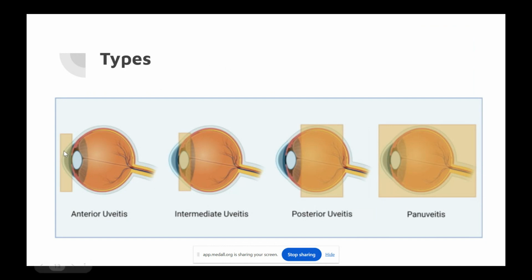So as we said, if it's the ciliary body and the iris, that's anterior uveitis, if it's a bit more anterior. Then ciliary body and iris again, but more intermediate, so a bit more in the middle, affecting the actual lens itself. Posterior uveitis if it's the tract in the back, and then panuveitis if the whole thing is affected.